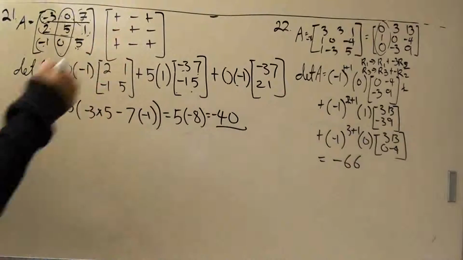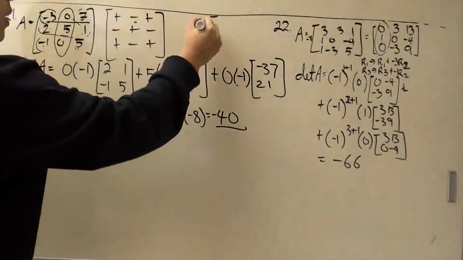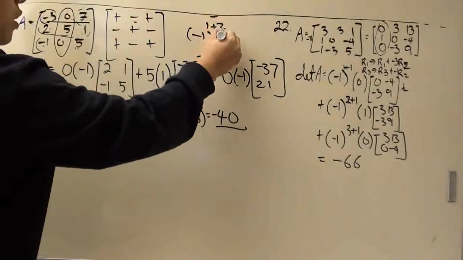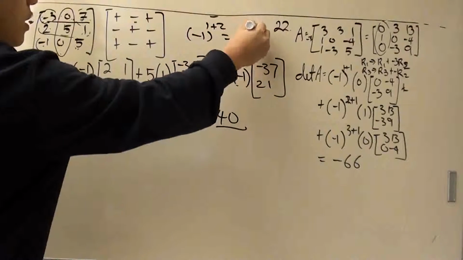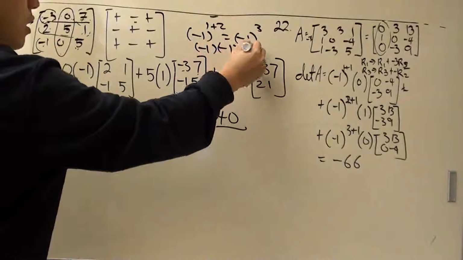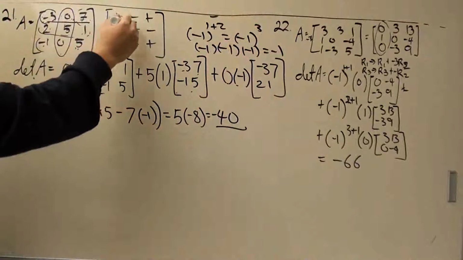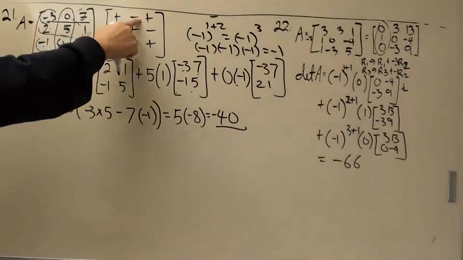So, for instance, if I have negative 1, and I'm looking at this guy, it will be 1 plus 2, which gives me negative 1 to the power of 3. So that's negative 1 times negative 1 times negative 1, which will give me a negative number. So, because of that, that's negative right there. So, basically, that's the idea.